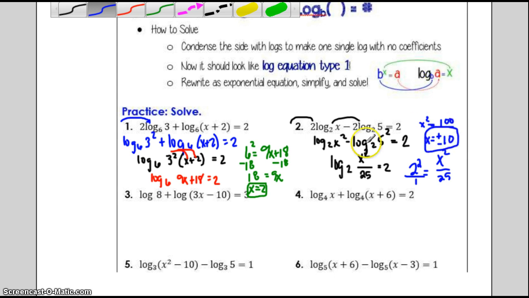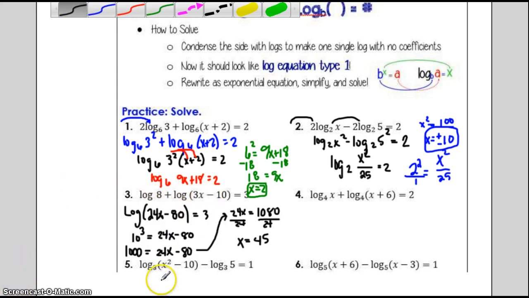All right, so let's have you try the next one on your own. So there's no coefficients here. You're just going to go ahead and change this addition to multiplication and then rewrite it and solve. Check when you're ready.